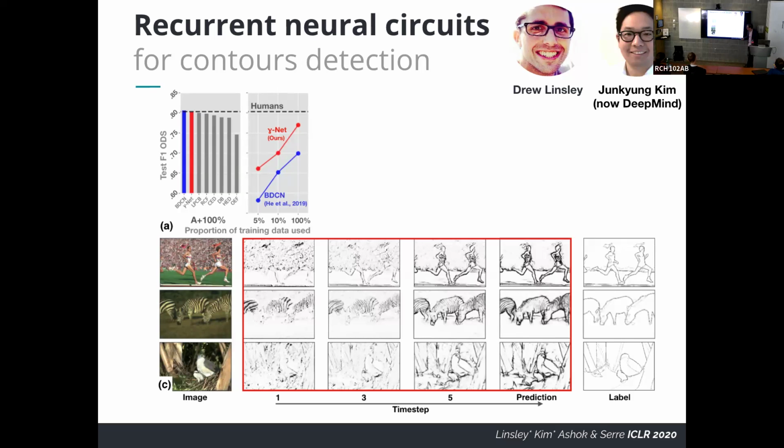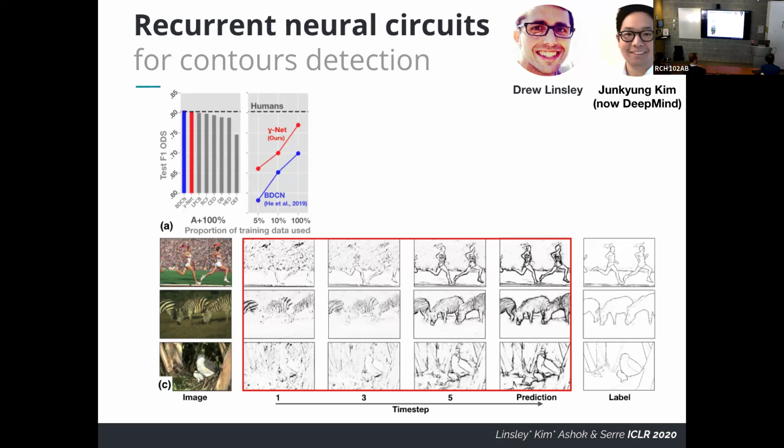And then in terms of the solution that is discovered by the network, it's very different from what the feedforward neural network would discover. So here you see the output of the recurrent neural network, or the feedback model, over time. At t = 1, the very first time step, the model is able to make a first guess about the location of possible contours.